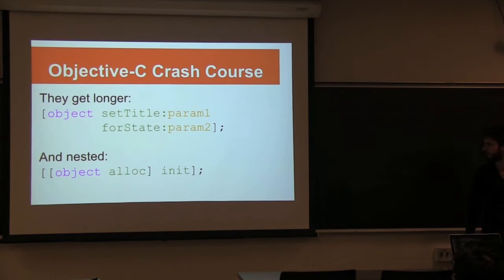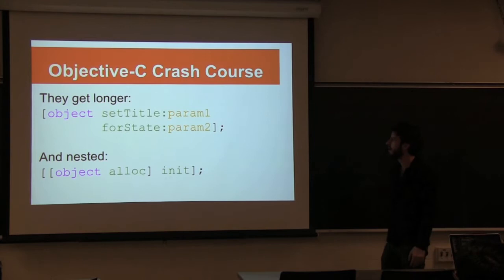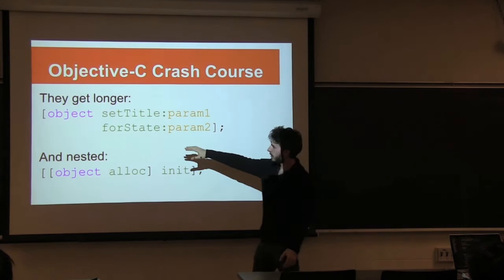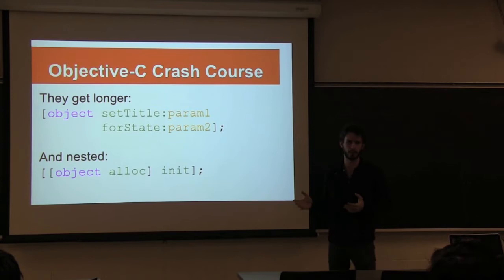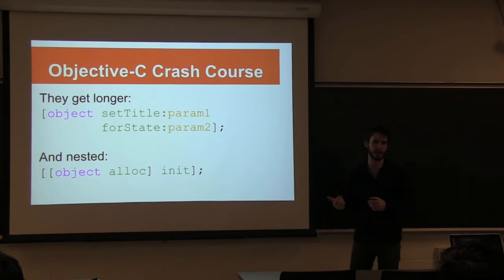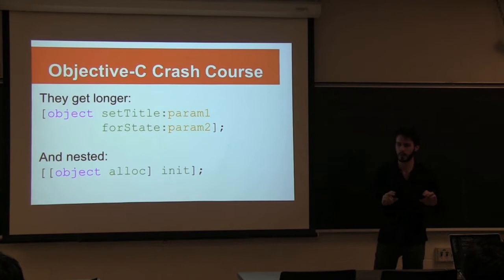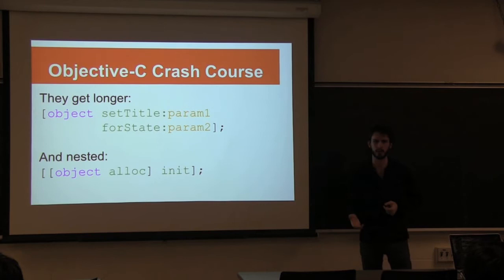They get longer, so you might have something like set title for state. They get much longer than that, but I can't fit it on a slide, it's too long. So the thing to just recognize is this green part right here, all the green is the name of the method or function, same thing. They just have named parameters, basically. So title and state are named, which is one of the nice aspects of the syntax, is you get to name every single parameter. So you can just look at a message or a method declaration and get a really good sense of what you want to pass in. Whereas in C++ or Java, you might have to read a lot of documentation before you get that.